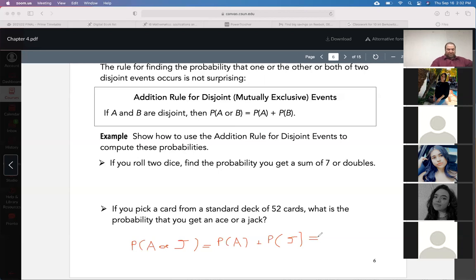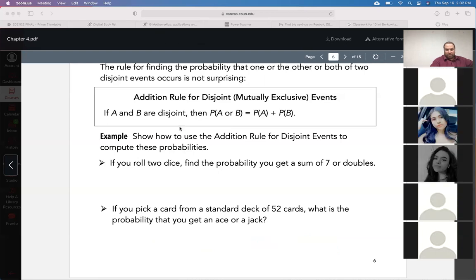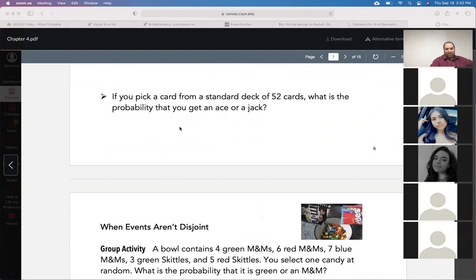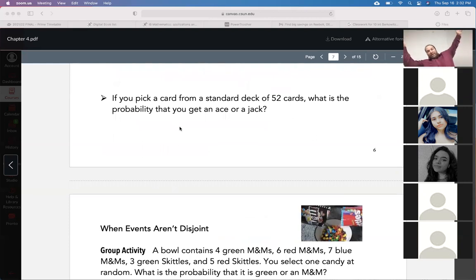Let's see your elite arithmetic skills. What does that reduce to? 4 out of 26, 2 out of 13. 2 out of 13. Do we agree? Yep. I hope so. All right. What about if they're not disjoint?